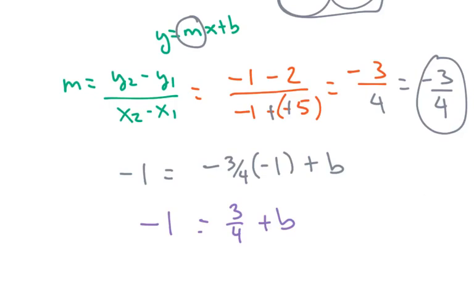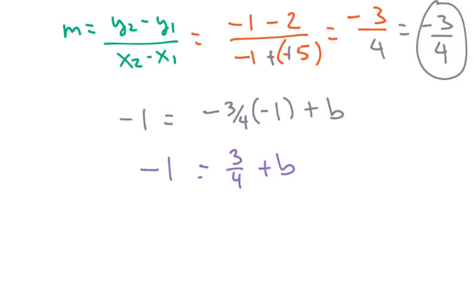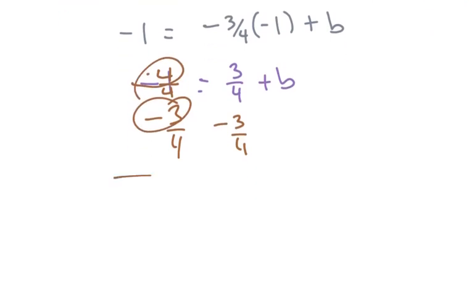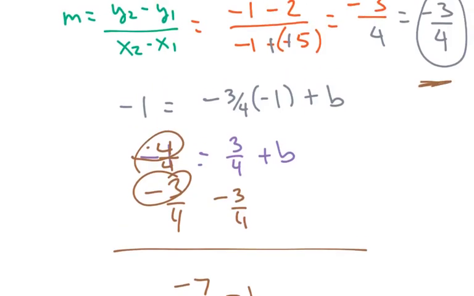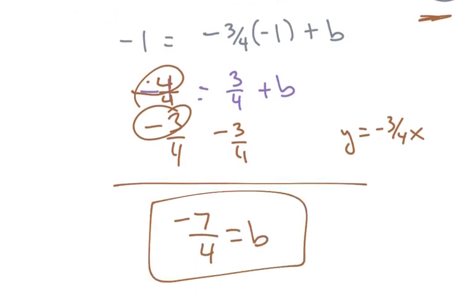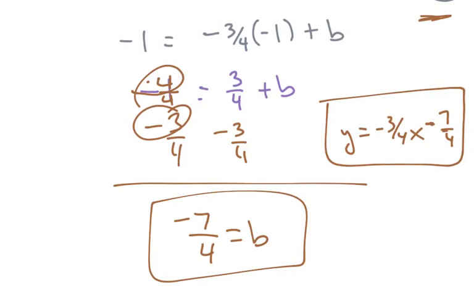I'm going to go ahead here, and there's a lot of different ways of doing this. I'm going to subtract 3/4. I think it's easy enough to subtract this because 1 is just 4 over 4. So negative 4 minus 3 is going to give me negative 7 over 4, which is b. So what's my equation? My slope is negative 3/4. My y-intercept is negative 7/4. And there we have it. So hopefully that makes sense. Moving right along.